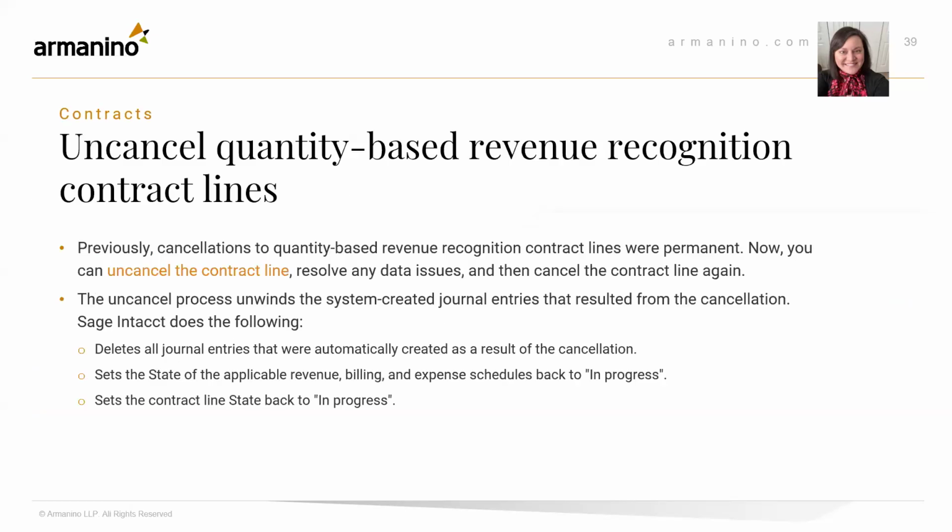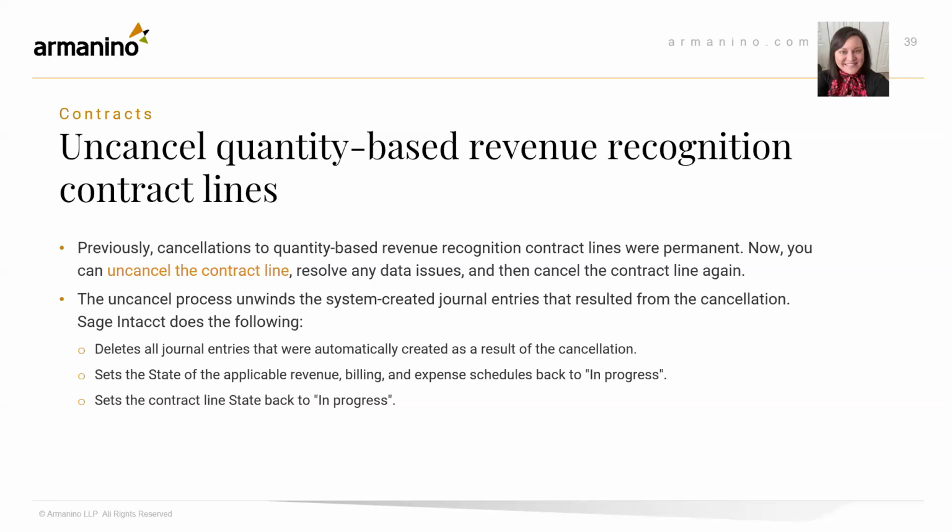Okay. Let's see. So previously, cancellations to quantity-based revenue recognition contract lines were permanent. So now you are able to uncancel the contract line, resolve any data issues, and then go back in and cancel that contract line again. This uncanceling process does unwind the system-generated journal entries that resulted from that cancellation.